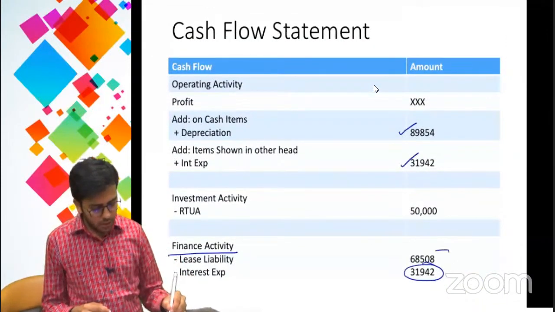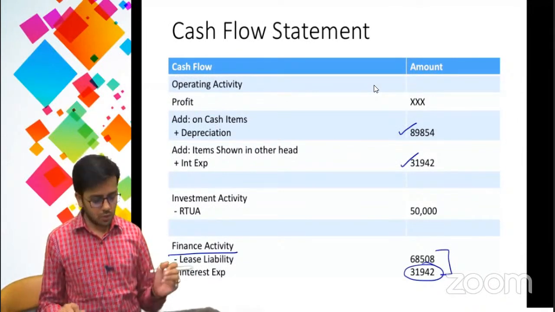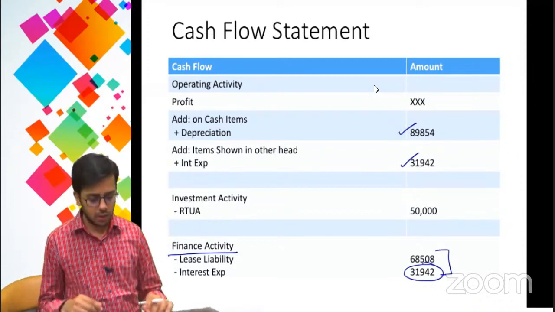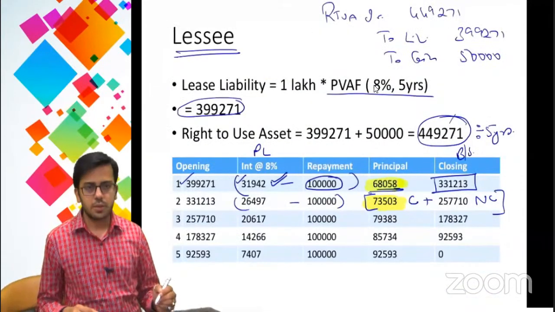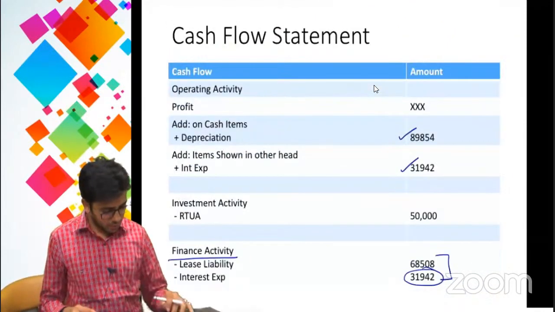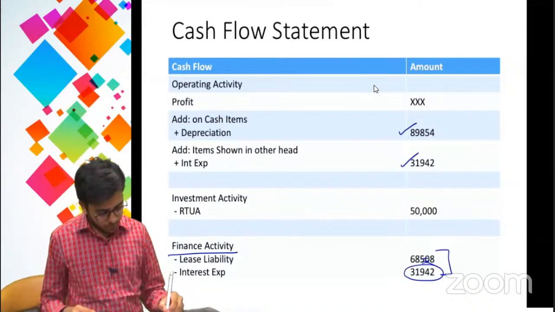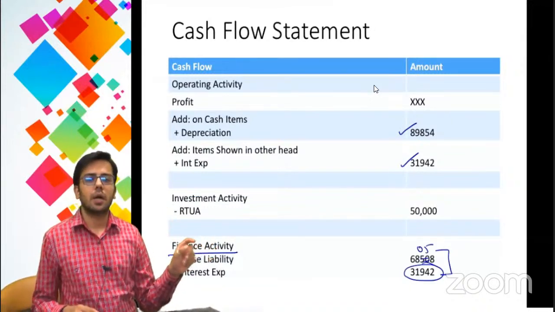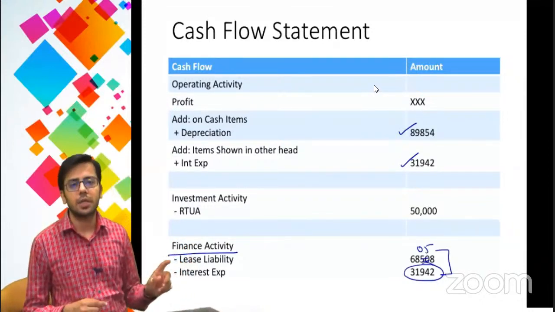If we look over here, 1 lakh rupees is the total lease liability that we have repaid. Out of that, 31,942 is interest expense and the remaining 68,058 is paid during the year, as can be seen in the table also. So this part is considered financial activity, repayment of loan, deducted under the head financial activity.